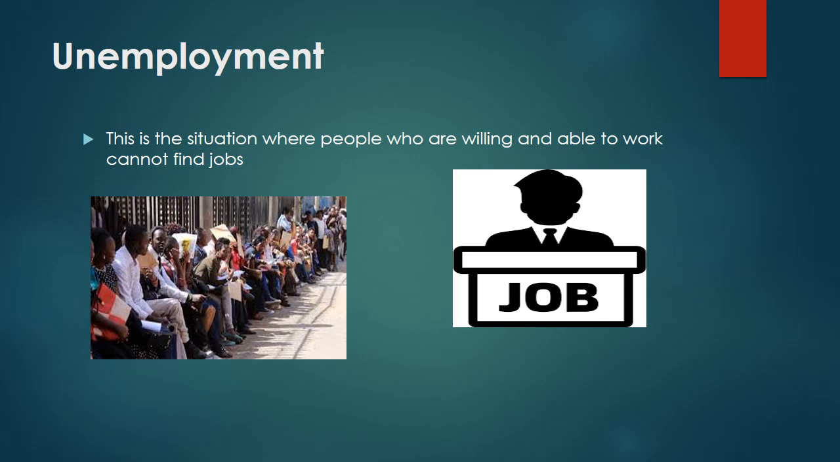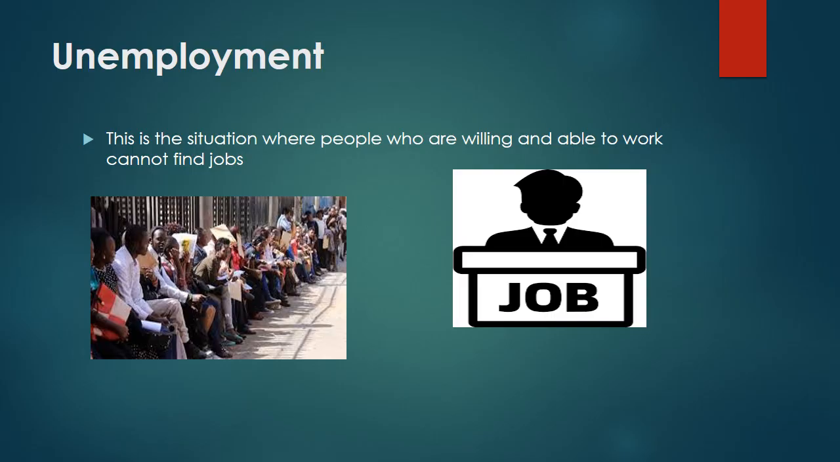Let's now look at the other scope of economics, which is unemployment. Unemployment is the situation where people are willing and able to work but cannot find jobs. As you can see in the picture, these people are looking for jobs. They are really willing to work, but there are no jobs available at this time of the economy. And this is called unemployment.